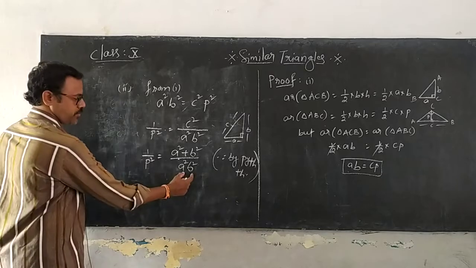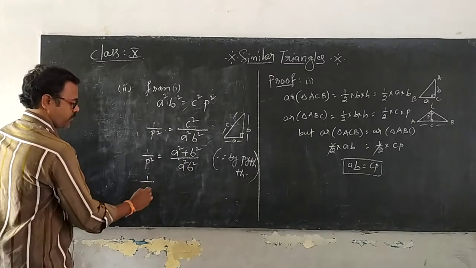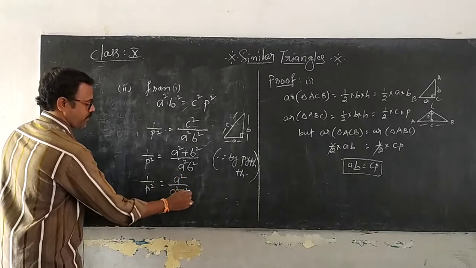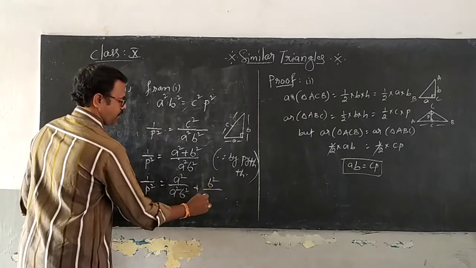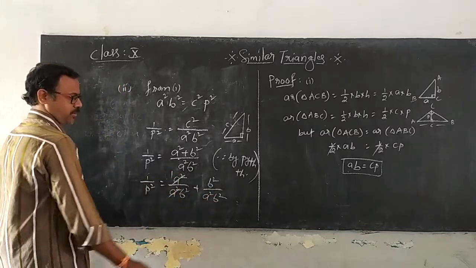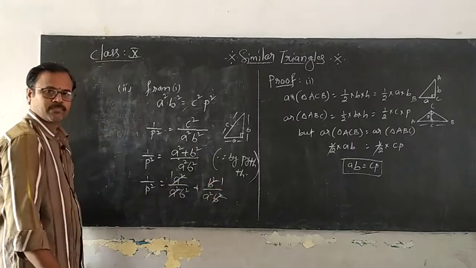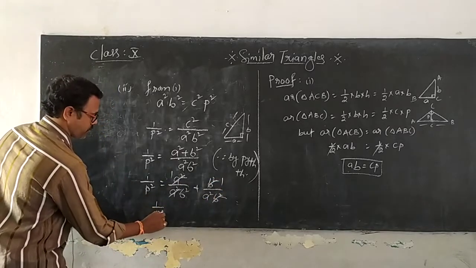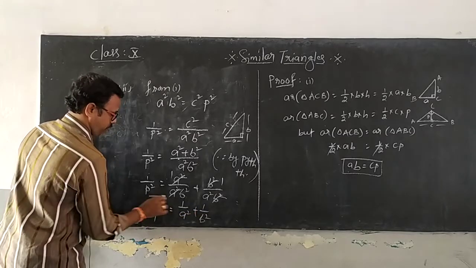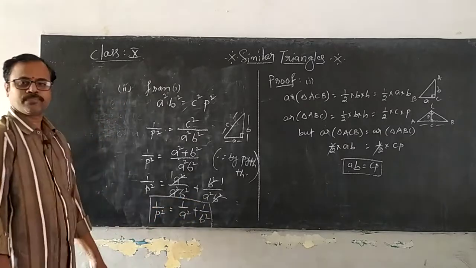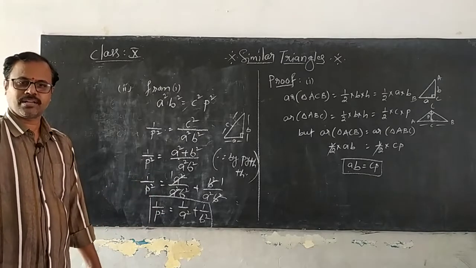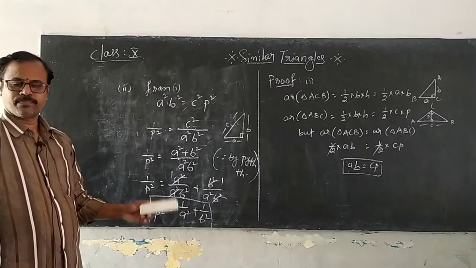Okay, now I am going to distribute this A square B square for both of them. So 1 by P square is equal to A square by A square B square plus B square by A square B square. You can cancel A square gets 1, B square gets 1. Now at last you get 1 by P square is equal to 1 by A square plus 1 by B square. Did you understand? This is your second question in the example 14. Clear, guys? Very good.